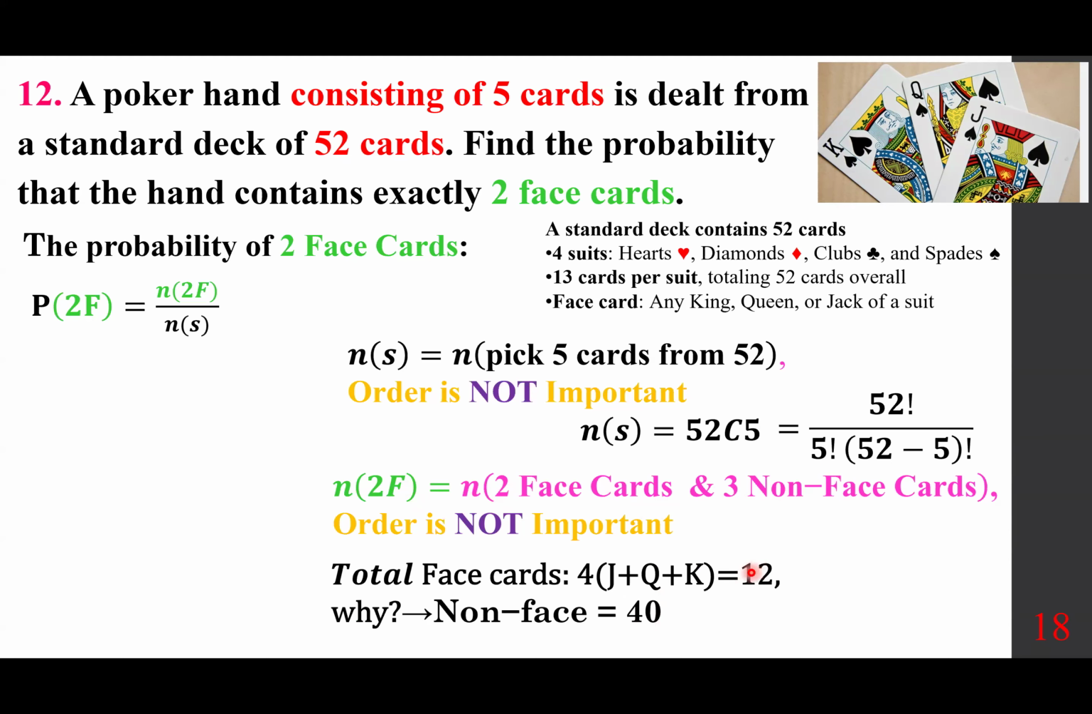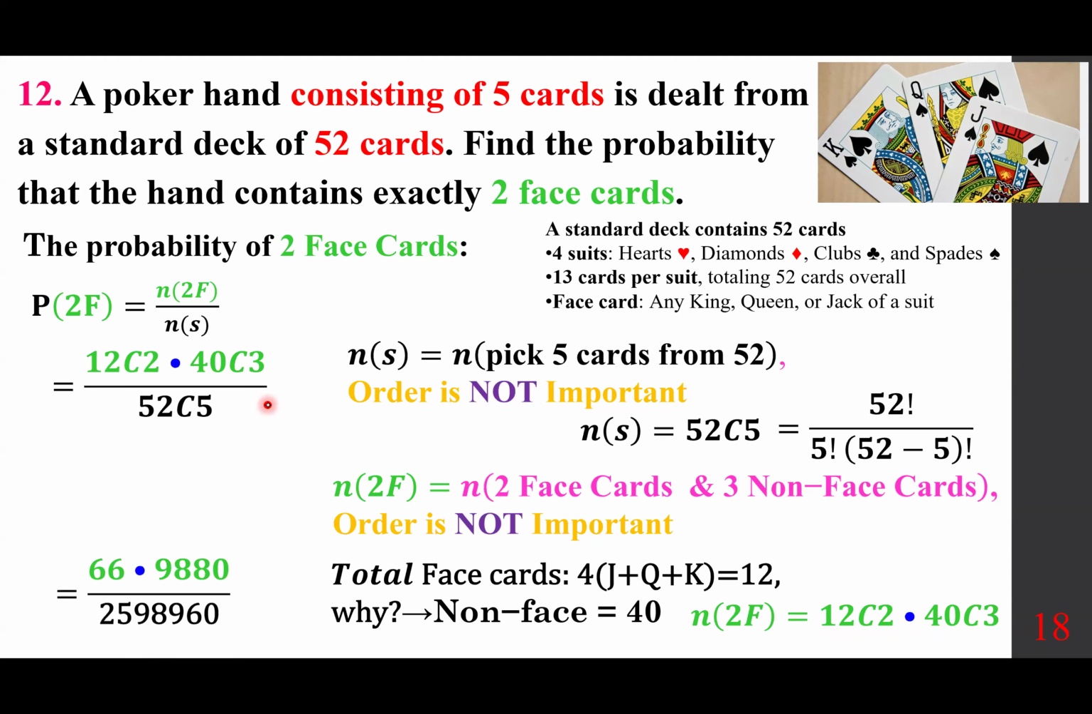So from the face cards, we want to choose 2. So 2 from here, 3 from here. It's a combination of 12 choose 2 times a combination of 40 choose 3. That's the numerator. And now you put it into a calculator. The rest is history. This is the justification as to what you need to do.